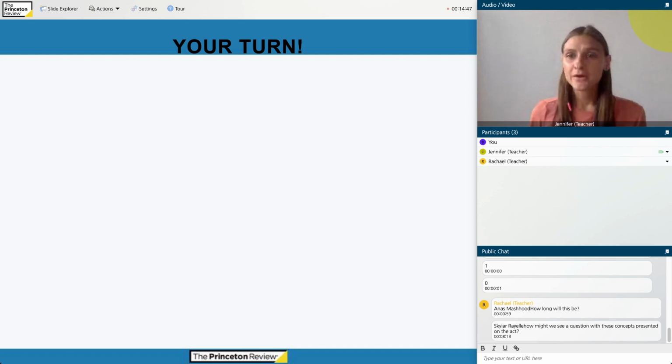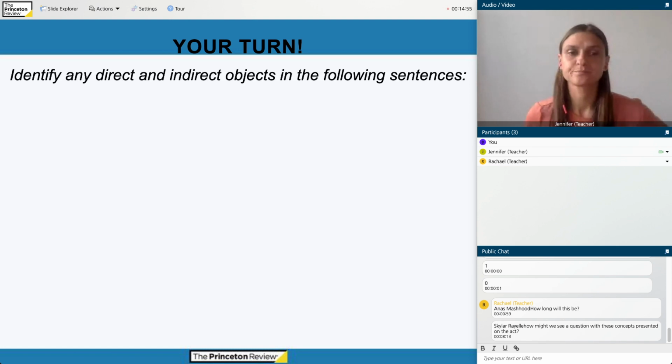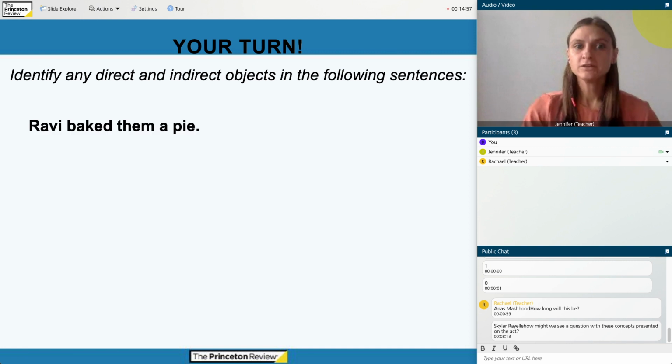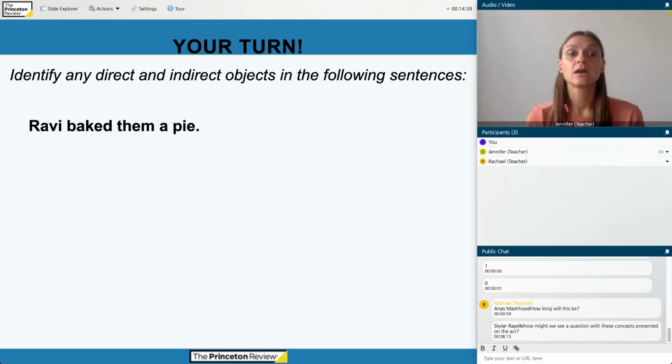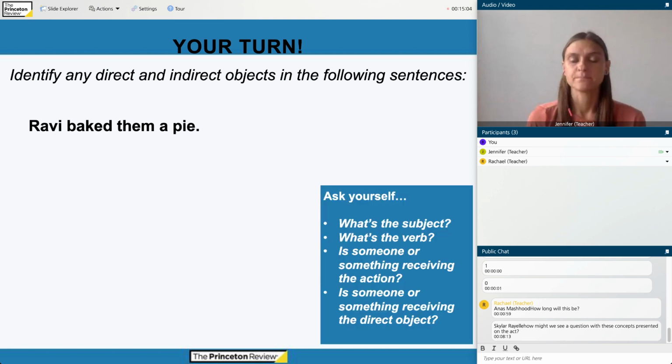Now you get a chance to identify some objects, both indirect and direct. Let's take a look at the first sentence. We've got Ravi baked them a pie. Here are some questions you can ask yourself, as we've been doing. What's the subject? In this case, Ravi is the subject. Ravi did the action. What's the verb? The action, or verb, is baked.